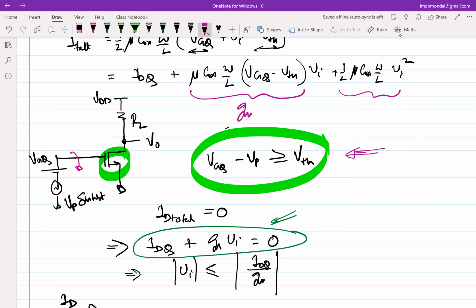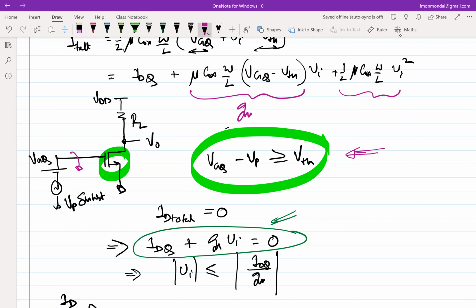Now, the whole purpose of this discussion is to establish when do I say that it has gone sufficiently towards cutoff, and that is the limit that I am going to use. Is it when the transistor fully actually shuts off or before that?